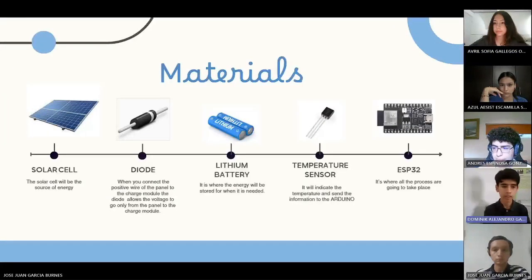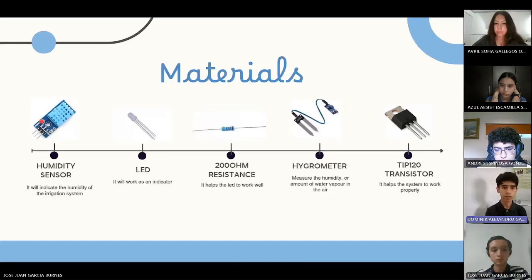So then we have the materials. We have a solar cell. We have a diode, which is a component that makes the current flow from one side to another. Then we have the lithium battery, and a temperature sensor, which can detect the temperature of the environment. The ESP32 is a microcontroller that manages all the data. Then we have the humidity sensor that detects the humidity, and an LED that just lights.